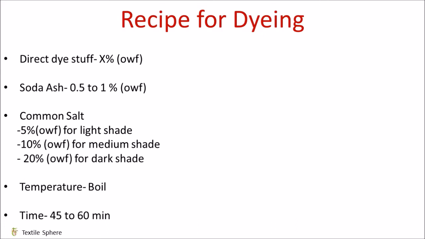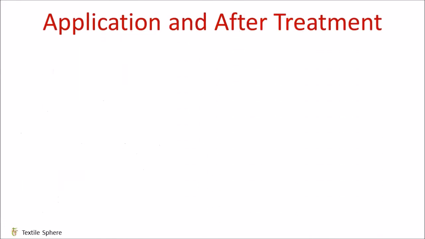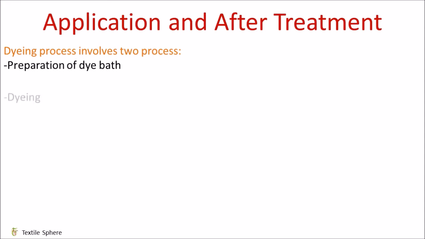Now, as you have the recipe available with you, let's talk about application process of direct dyes on cotton. So, the dyeing process involves two processes. The first is preparation of dye bath and the next is dyeing. Let's talk about preparation of dye bath. The dye is dissolved by pasting it with a small amount of water and soda ash. Boiling water is then added to the paste with constant stirring. Stock solution, which is concentrated solution, is prepared as usual, and the required volume of this solution is taken for dyeing.